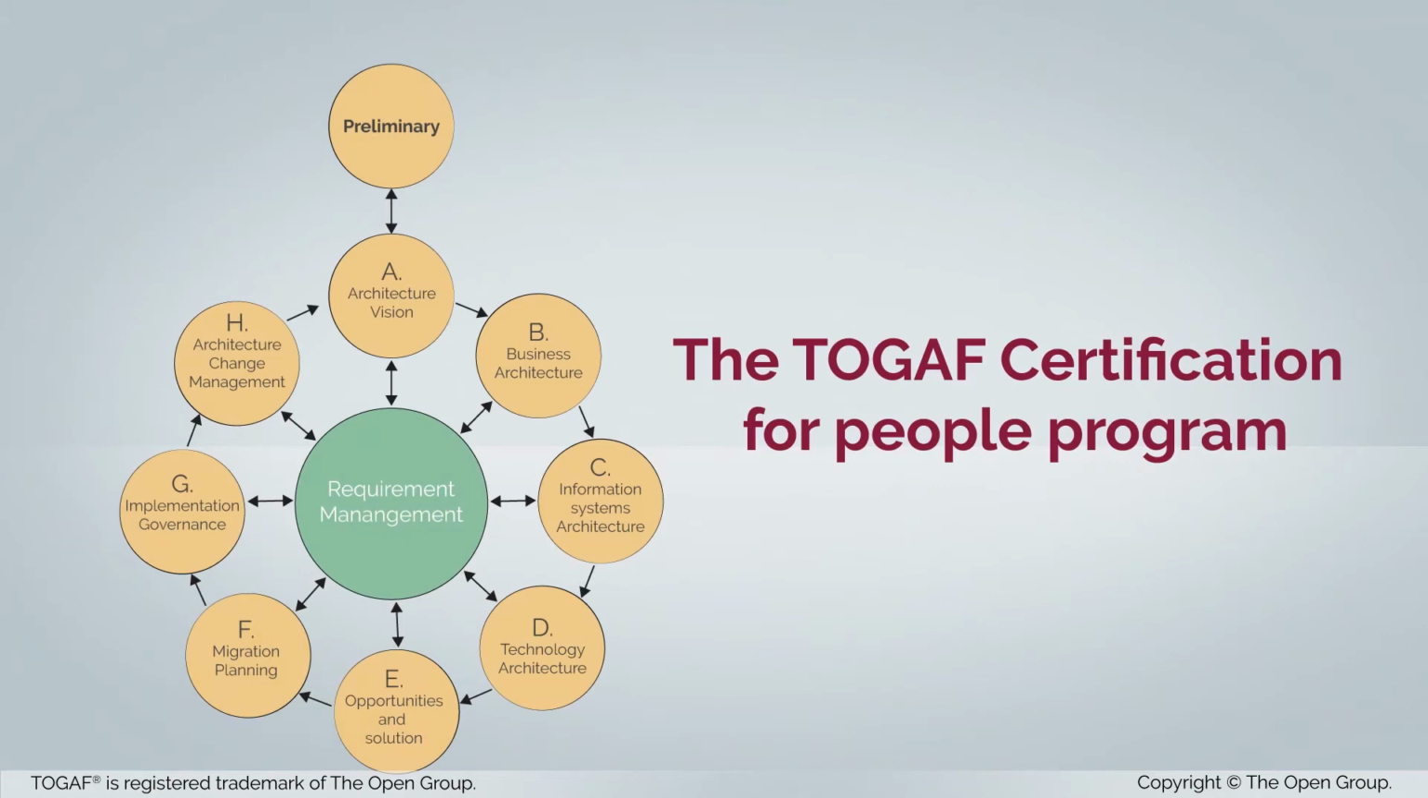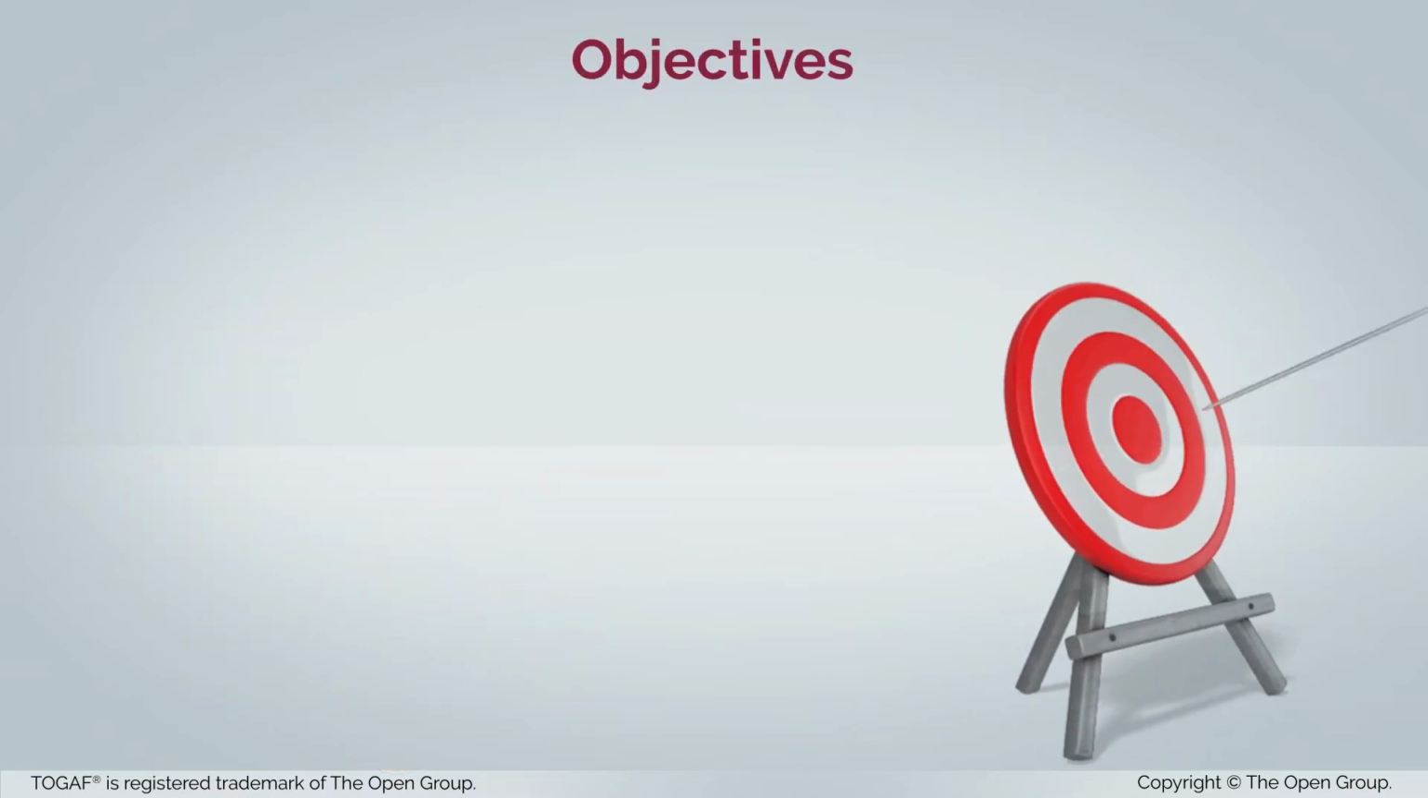Module F13, the TOGAF Certification for People Program. This module is about the TOGAF certification for the People Program. Information for this module can be found in your Pocket Guides section 2.3.4.2 and in the main TOGAF document chapter 11.